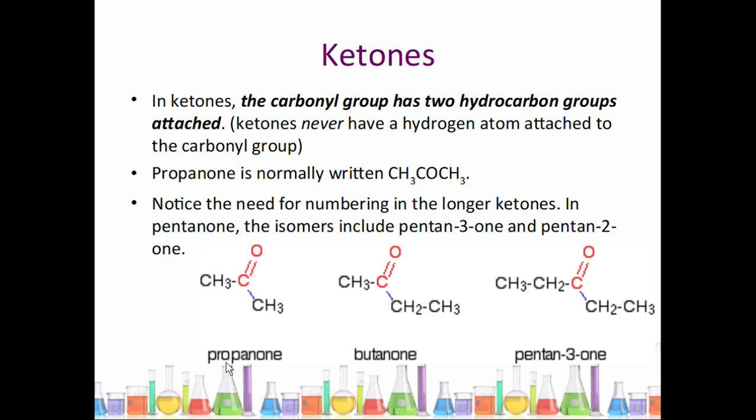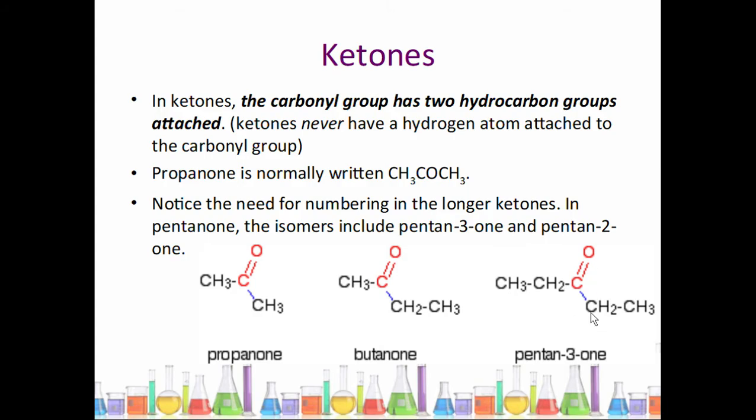And the names for them, again, propan is the same as naming propane, but the ending changes to -one. The way they're written is that you would write CH3 for this group, then you would write CO, no need for brackets here because that's the only thing that carbon can be bonded to because of the double bond, and then CH3. So this one, just to call it out for you, would be CH3, CO, CH2, CH3.